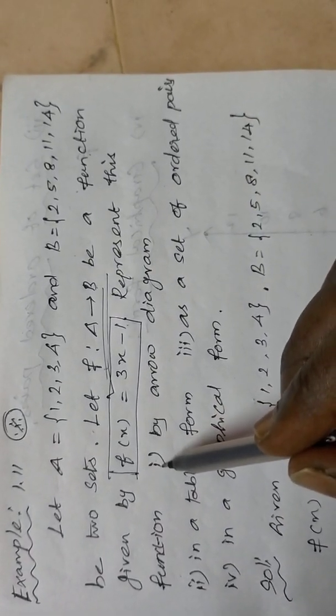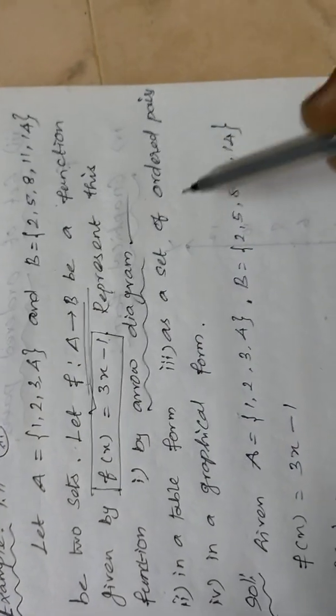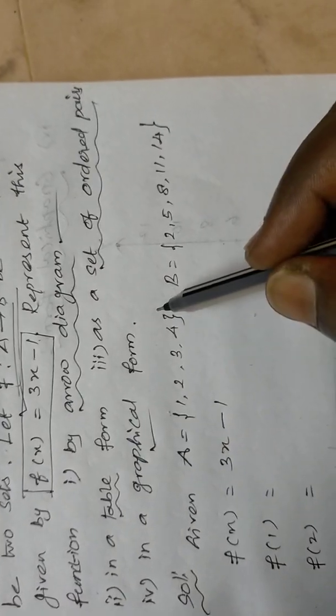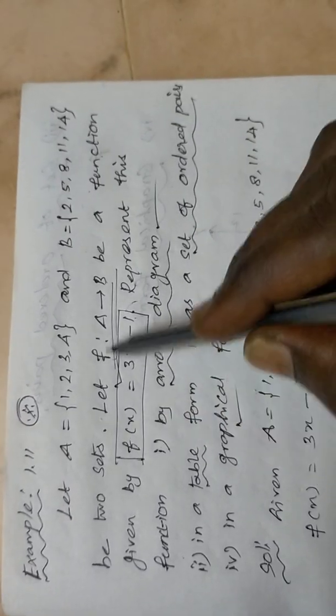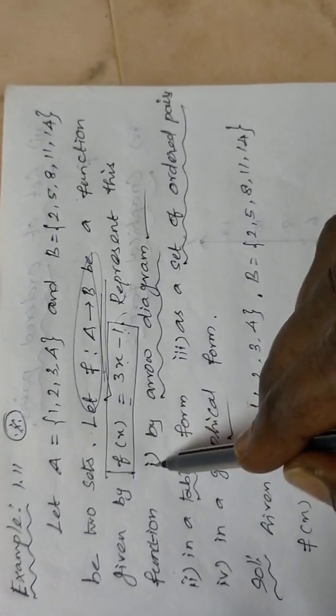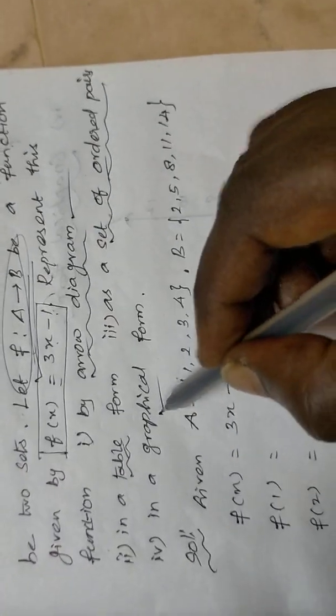There are 4 types of representation. The first one is the arrow diagram. The second one is table form. The third one is set of ordered pairs. The fourth one is graphical form. Okay. So given two sets A and B, the function f from A to B, f of x is equal to 3x minus 1. So the four forms are arrow diagram, table, set of ordered pairs, and graphical form. Okay. So this is an important sum, very important.